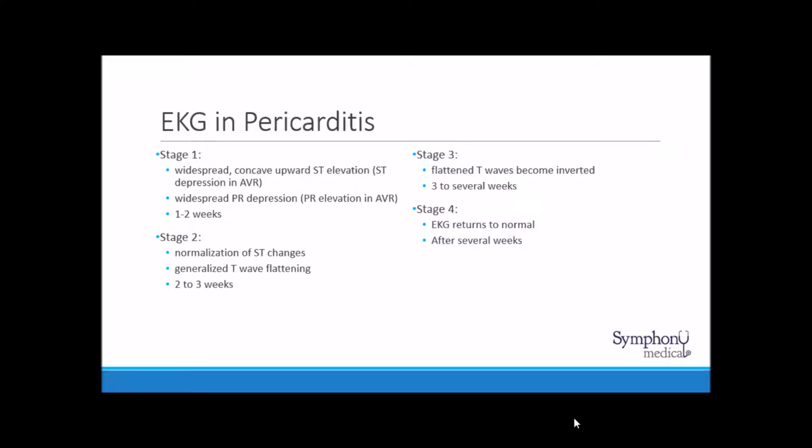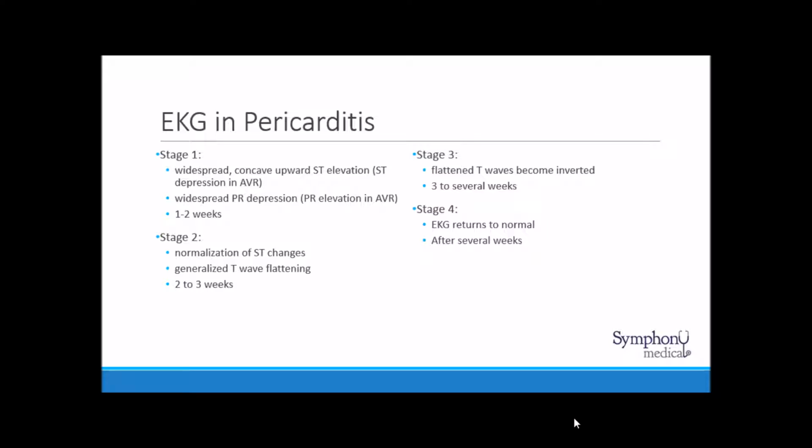You'll also see widespread PR depression other than AVR where you'll see PR elevation. As a hint, the PR depression tends to be most pronounced in lead 2. Okay? That lasts 1 to 2 weeks. And then the EKG progresses through stage 2 and 3, eventually after several weeks returning to normal in stage 4.